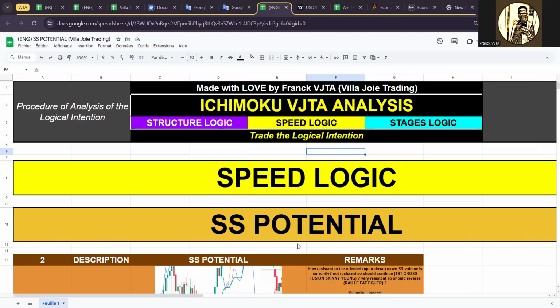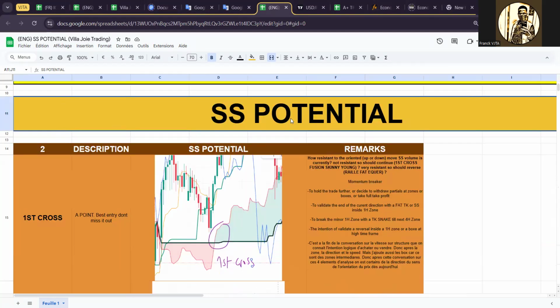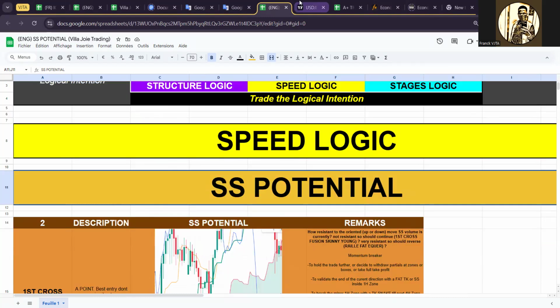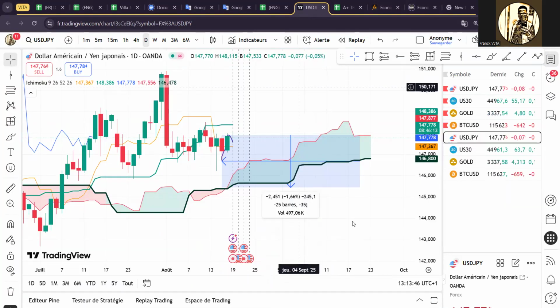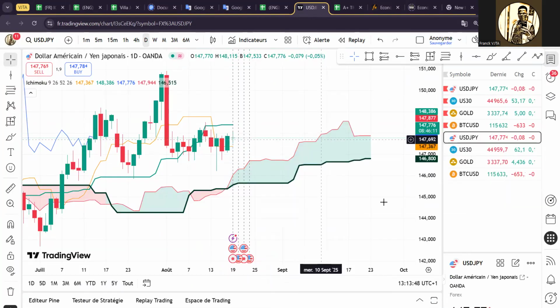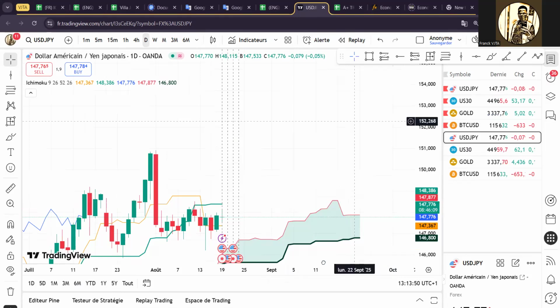The cloud potential is the cloud SS. The SS cloud potential is another part of the speed logic. Basically, it works a little bit like TK potential, like the TK speed. We have all of the elements here right down here, but the concept behind the cloud potential is simple.